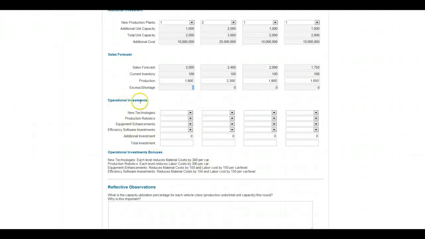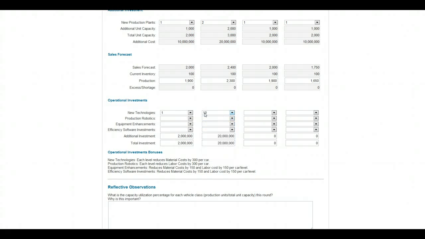And then I have the operational investments. So each car company has to continuously improve. Continuous improvement's a big strategy for a lot of companies. And one area of continuous improvement is reinvestment in the company. So no car company would be successful today if they never reinvested in their manufacturing capabilities over the past 50 years. So this is a crucial element. And for each new technology we invest in, or robotics, or equipment enhancements, or efficiency software, for every level it's going to cost us $2 million.